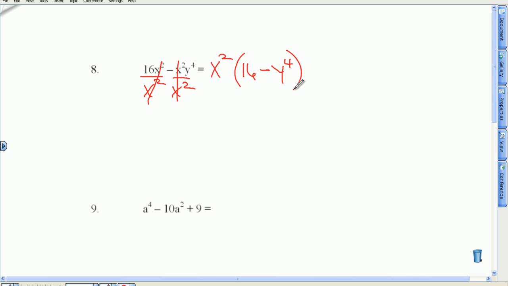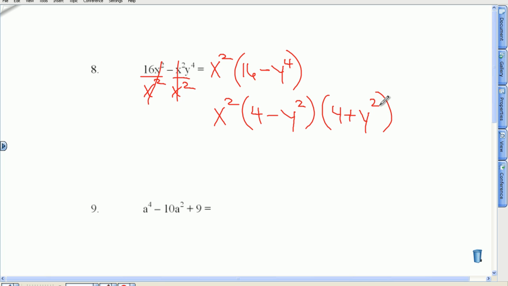That definitely is a difference of 2 squares. The square root of 16 is 4. The square root of y to the fourth is y squared. Remember, we divide the exponent by 2. You put plus minus in there. The order in which you have the plus and minus does not matter.